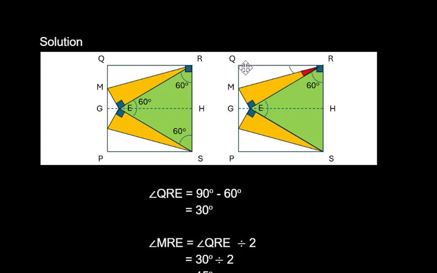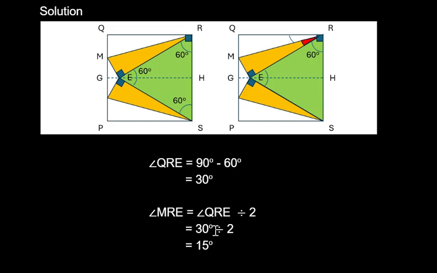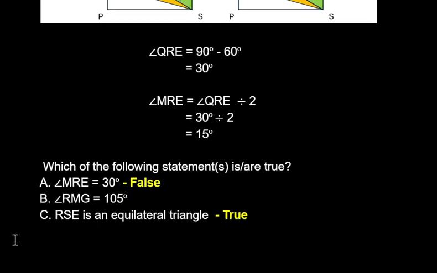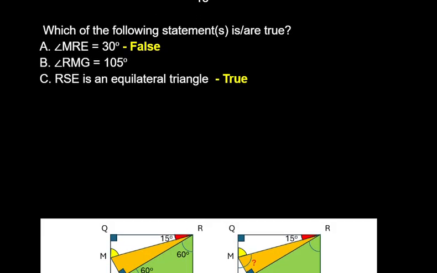So if I take QRE divided by 2, I will get the answer for MRE, which is this red portion here. And that's what the question was asking. So I take 30 degrees divided by 2, I get 15 degrees. So angle MRE is 15 degrees. The question says MRE is 30 degrees, so this statement is false because we found it to be 15 degrees. Now we have left the last part, angle RMG. We see whether it is 105 degrees.